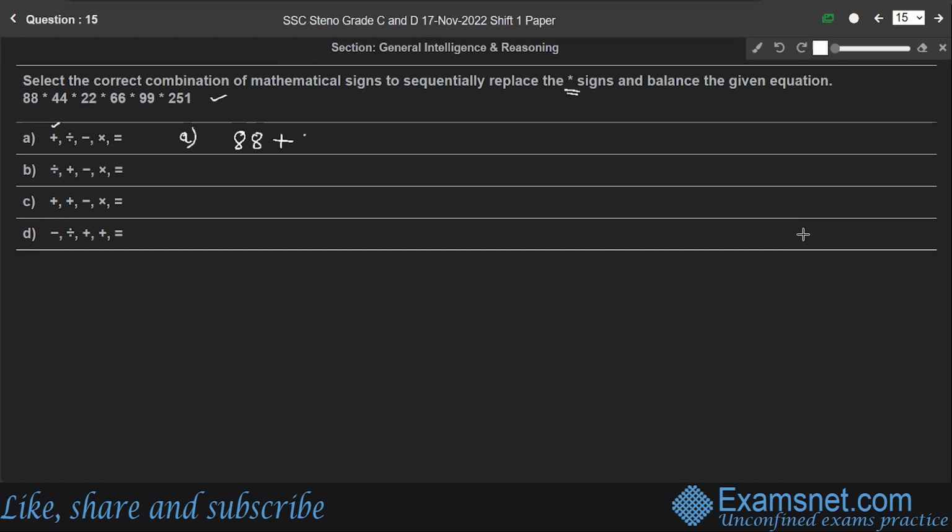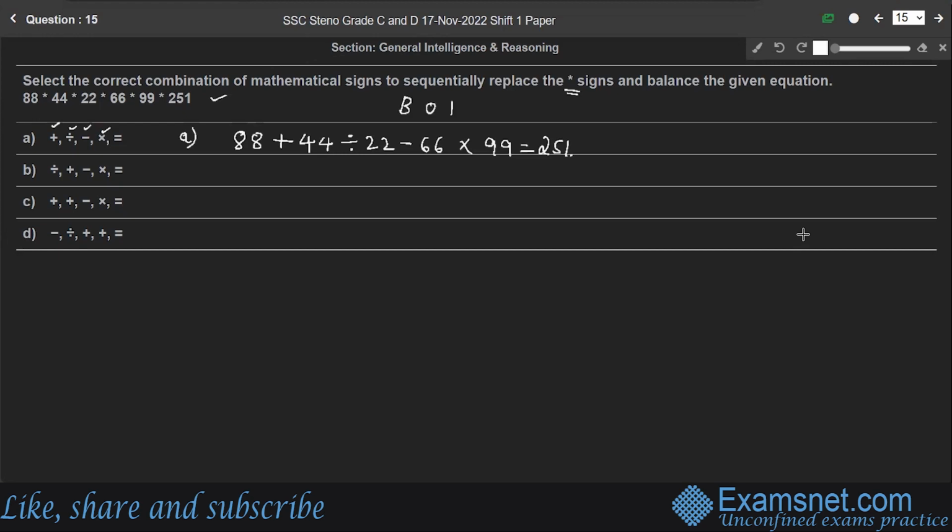88 plus 44, next is divided by 22. Asterisk 66 means minus 66, according to option A, the third sign is minus. Asterisk 99 means into 99, equal to 251.